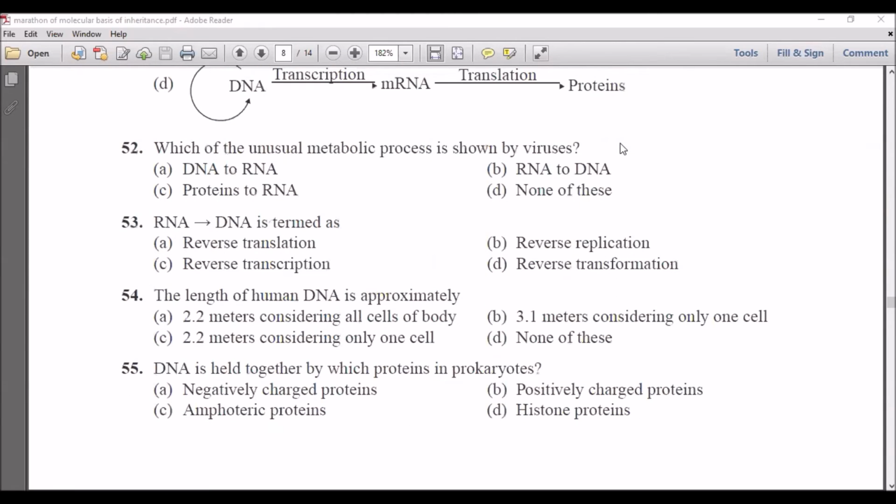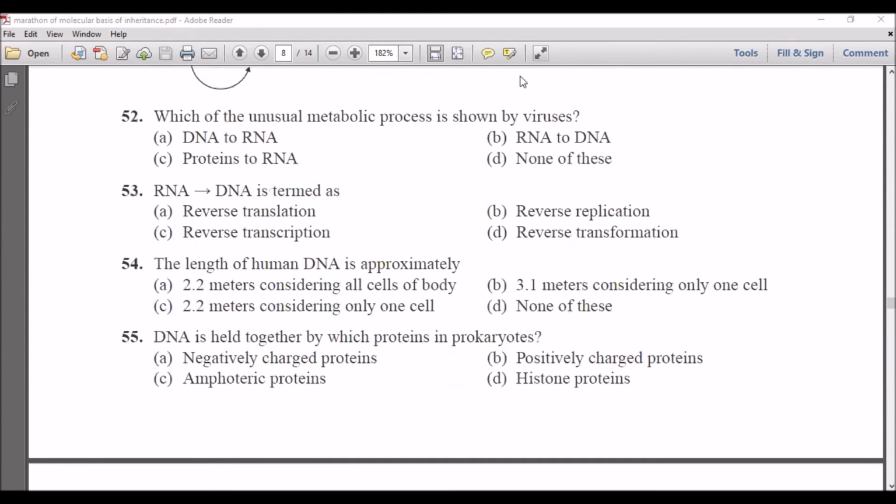Now, next question is, which of the following unusual metabolic process is shown by the virus? First is DNA to RNA, RNA to DNA, proteins to RNA, and none of these. Now, the unusual process which is shown by the virus is RNA to DNA. So B is the correct answer.